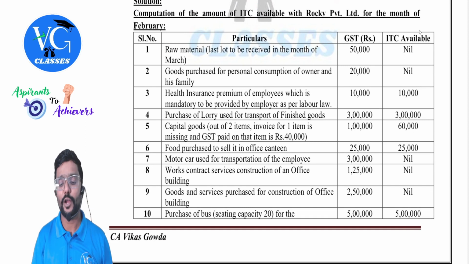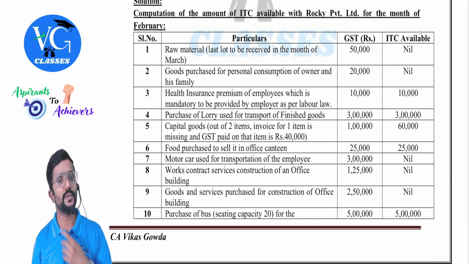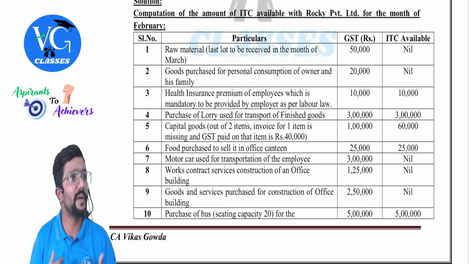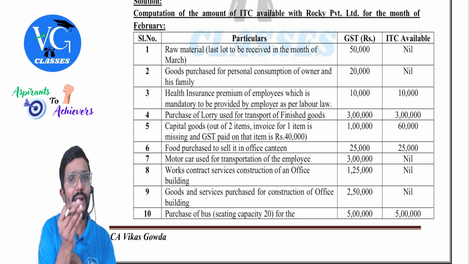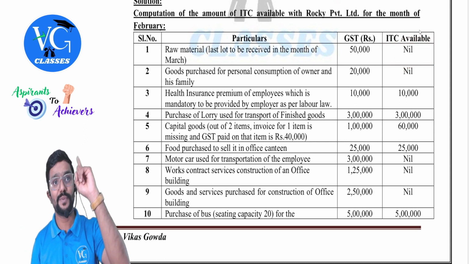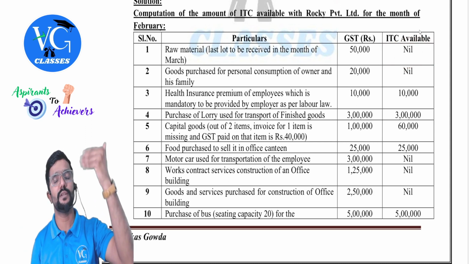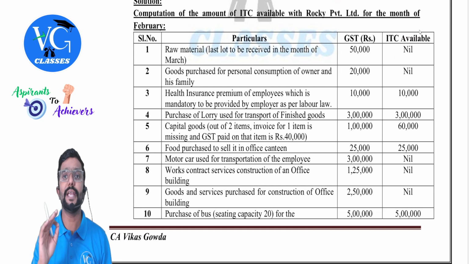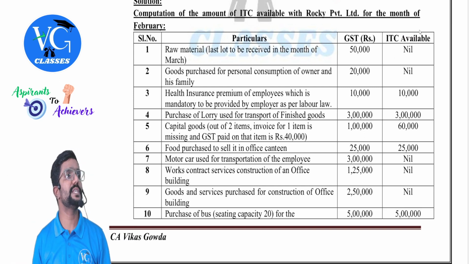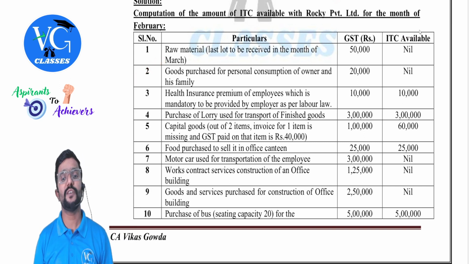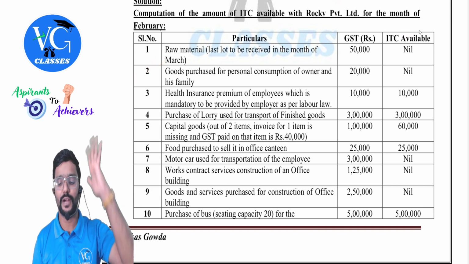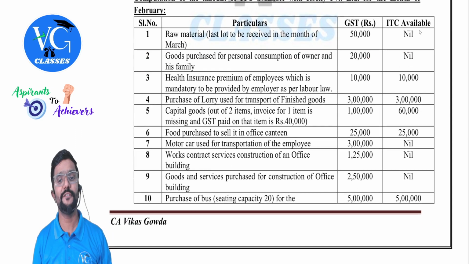Raw material, on that, how much is the total GST paid? 50,000. But last lot to be received in March. We are in which month now? February. So, can I claim the credit? No. Sir, at least part? No. Proviso. As per proviso to section 16 subsection 2, entire credit can be claimed when we receive the last lot. Second one, goods purchased for personal consumption of owner, not available, guys. As per 17(5), it is blocked.